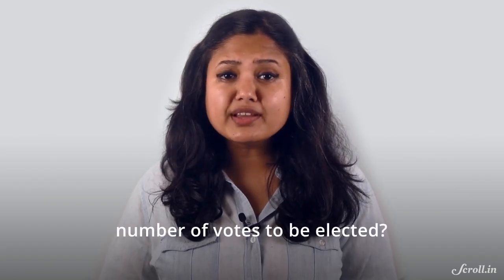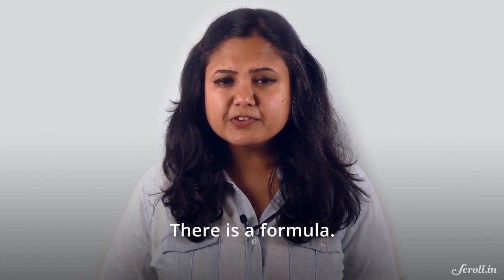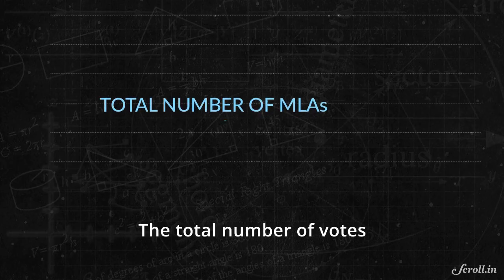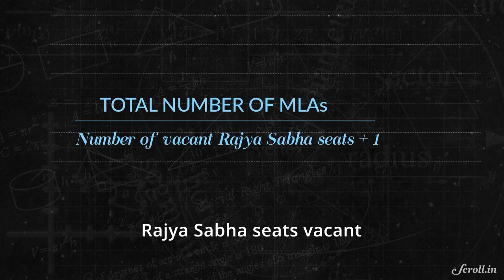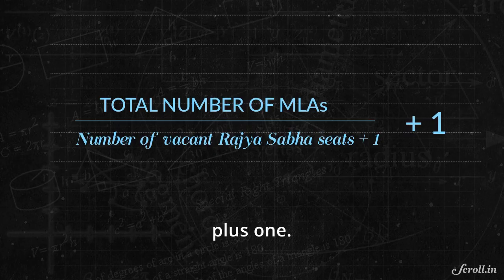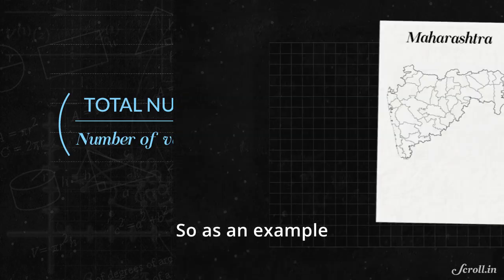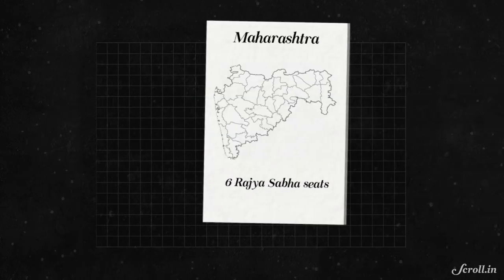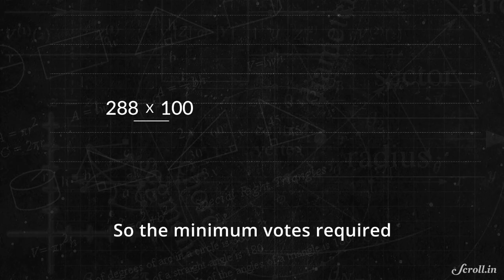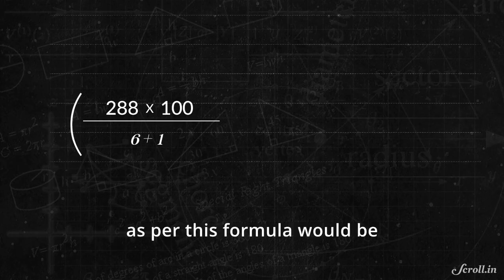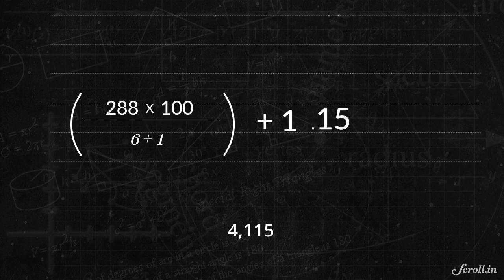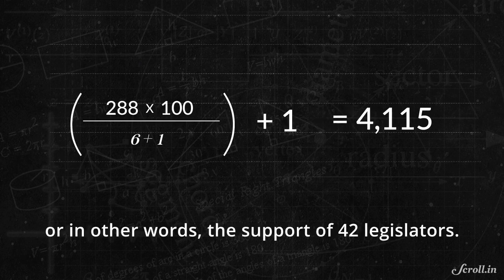So what is the requisite number of votes to be elected? There is a formula. The total number of votes divided by the number of Rajya Sabha seats vacant plus 1, plus 1. Every vote or every ballot paper has the value of 100. So as an example, Maharashtra has 6 Rajya Sabha seats to fill. It has 288 legislators. So the minimum votes required for a candidate to be elected as per this formula would be 4,115, or in other words, the support of 42 legislators.